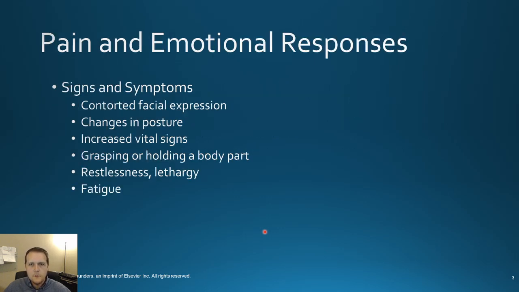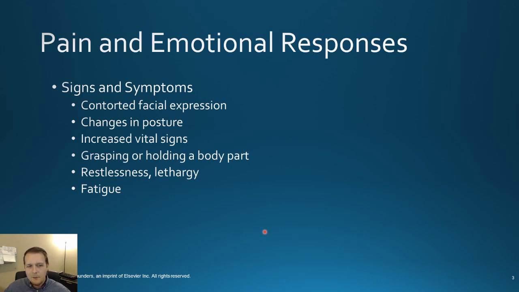So what are some responses that patients may express when they are having pain? Well, obviously they can have things like contorted facial expressions. They can just look like they're in pain. They may change in posture. They may be guarding certain things. They may be holding a limb or something like that. Frequently, though, we may look at vital signs, where we'll see, is their blood pressure elevated? Is their heart rate elevated?